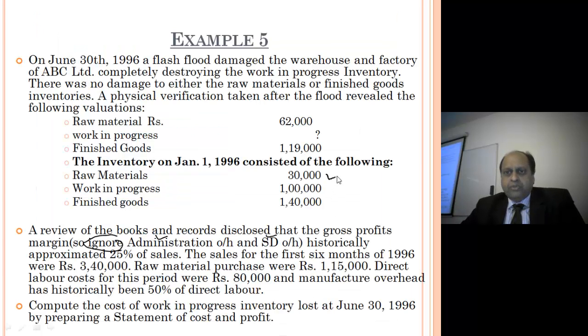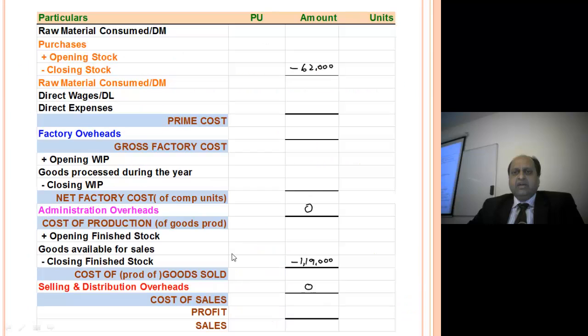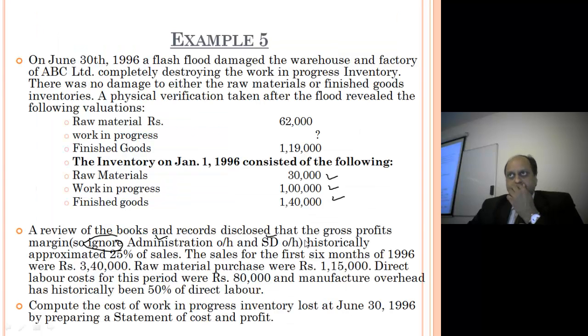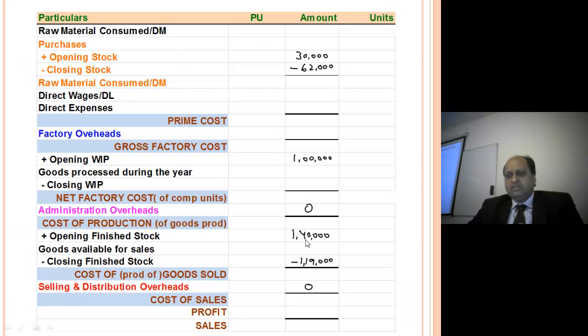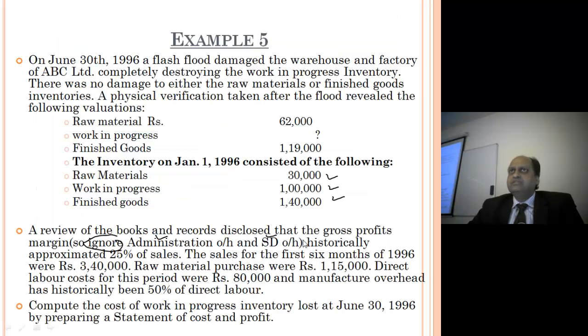Now, opening stock of all the three types are given. Opening stock values for all the three types are given. 30,000 for the raw material, 1 lakh for the opening work in progress, and 1,40,000 for opening finished stock. Opening is 30, na? It is 1 lakh and 1,45,000. Where is the problem? Okay.